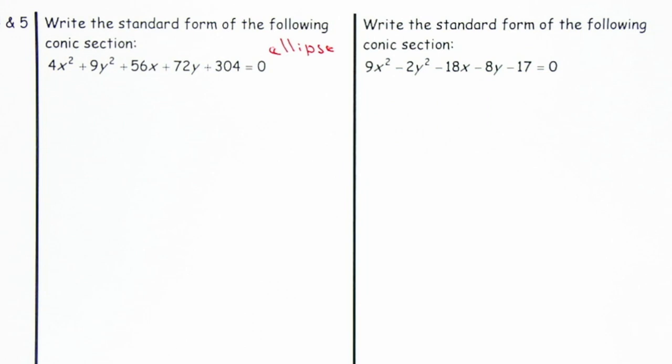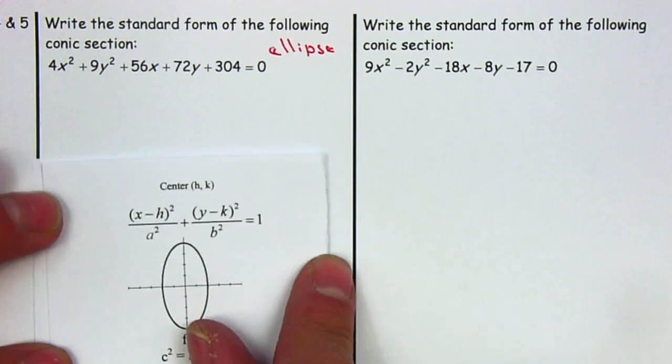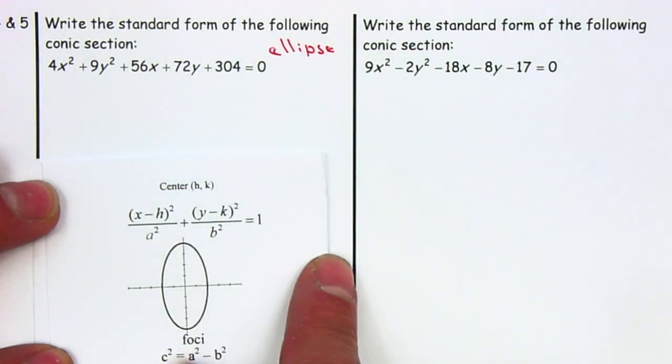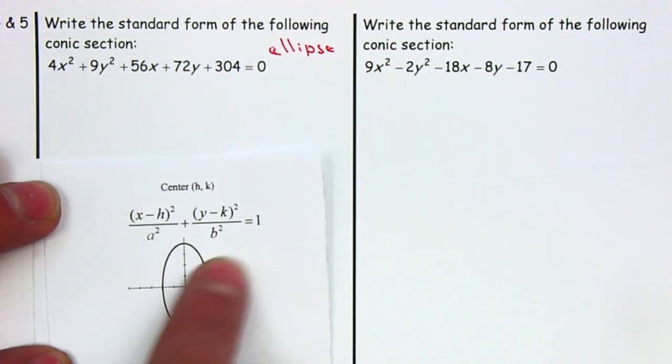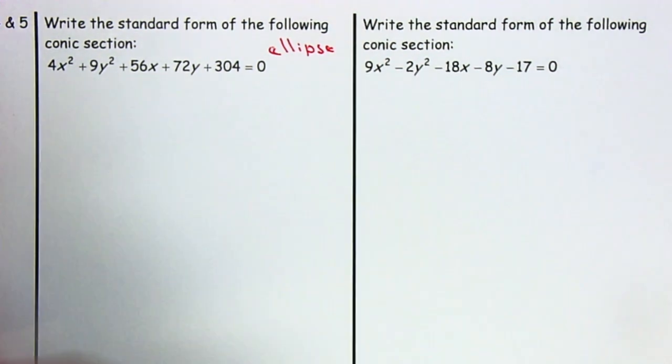So once I finish, my equation should look something like this. I don't need to graph it, so I don't need to worry about the foci. My equation just has to be equal to 1 once I finish. But let's go through the process.